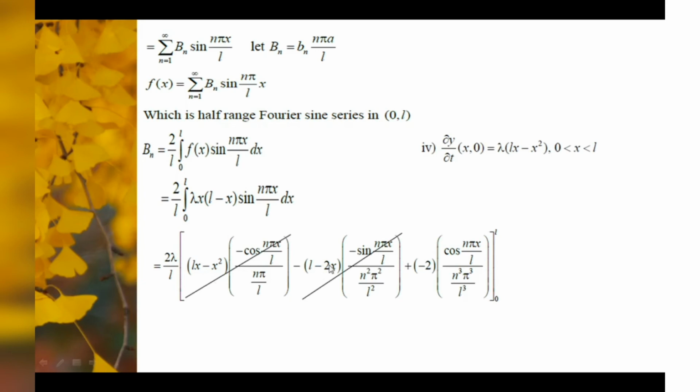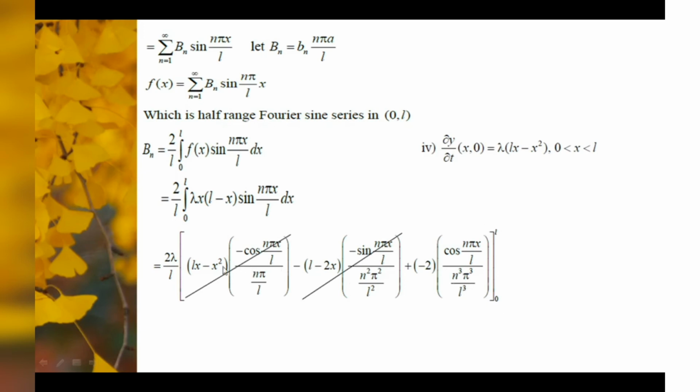So my L minus 2x will be there, then again we have to integrate, so we'll get minus sine n pi x by L divided by n squared pi squared by L squared, and again differentiation of this is minus 2 with respect to x we are doing, and integration of this is cos n pi x by L, and we have one more n pi by L, so altogether we will get n cube pi cube by L cube. Now the limit is 0 to L.